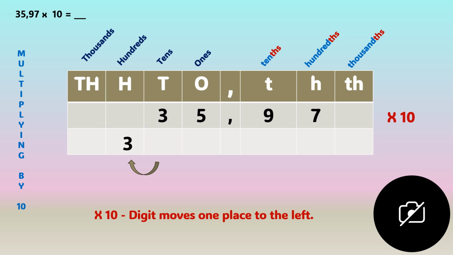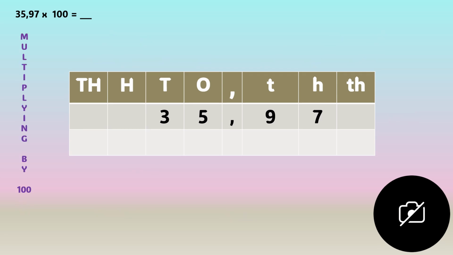Now, because the 3 moved to the hundreds column, all the other digits are going to move also one place to the left. So the 5 now goes to the tens column, and the 9 goes to the ones column. We put our comma in place, it does not move. The comma does not move, people, right? And then our 7 goes to the tenths column. So pause the video if you need to understand it. Write it down on your own and do the hopping so you understand the method, right? When you're ready, then you can continue the video.